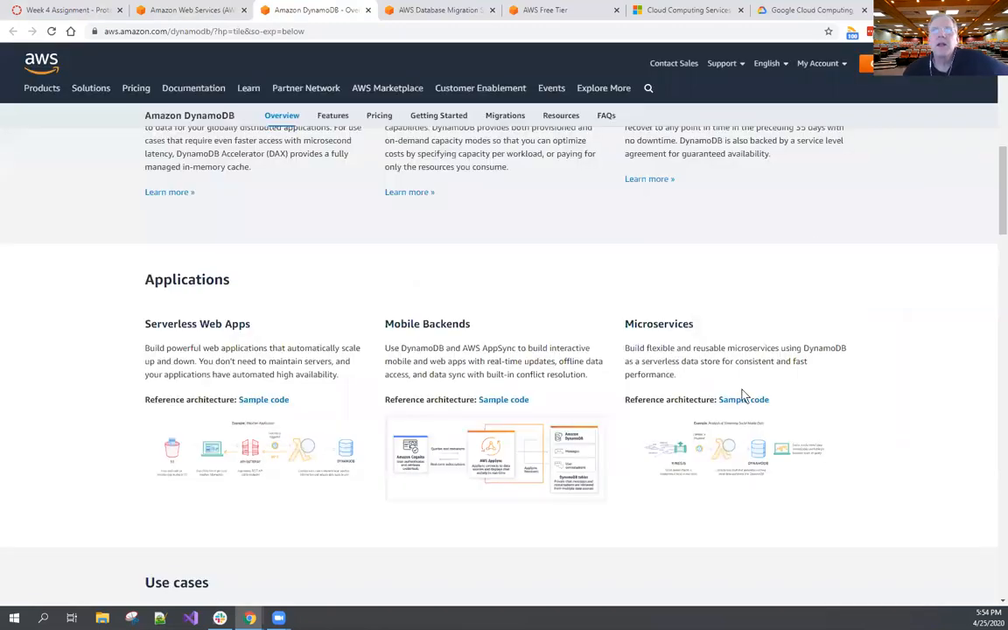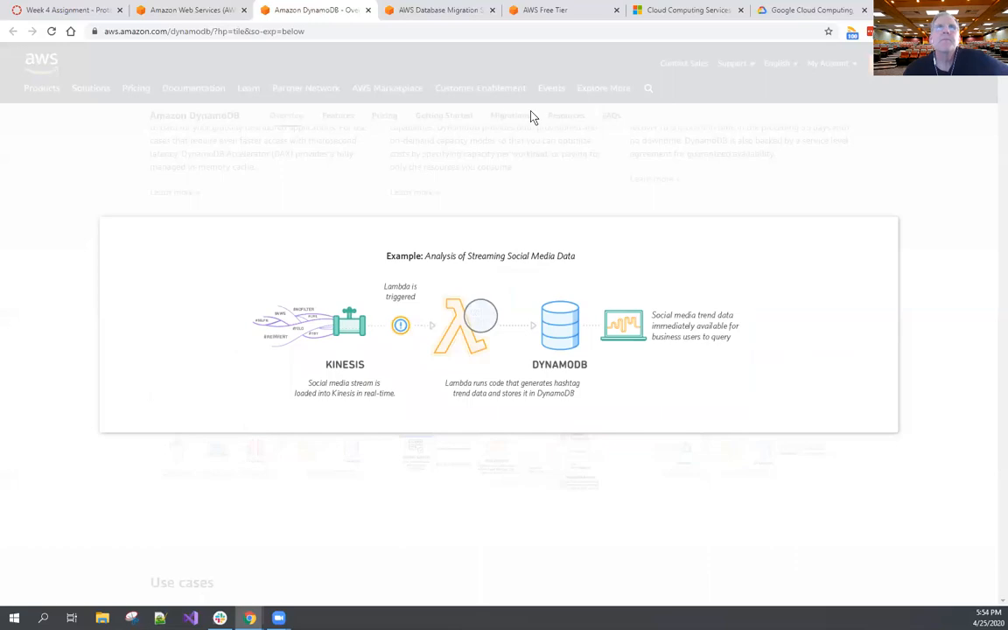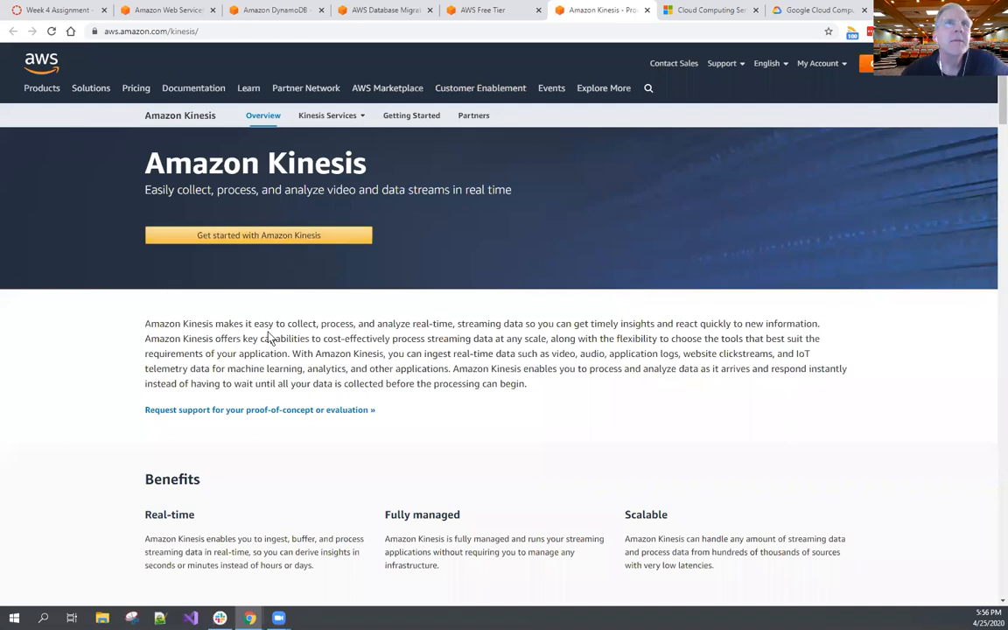And third and final, microservices architecture. Here's a third use case of DynamoDB. There it is right there. This is Lambda serverless. This here is a service of AWS called Kinesis. Kinesis can load real-time streaming information. Real-time streaming.